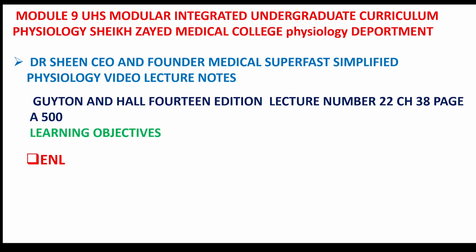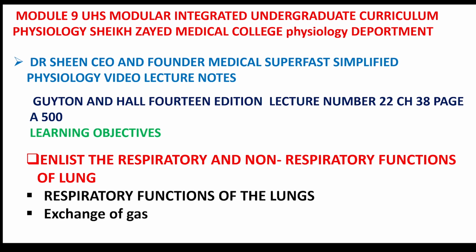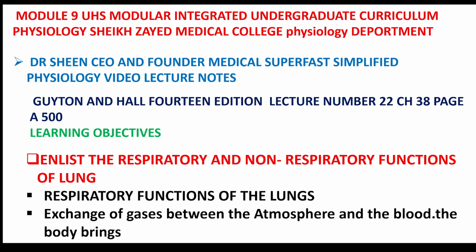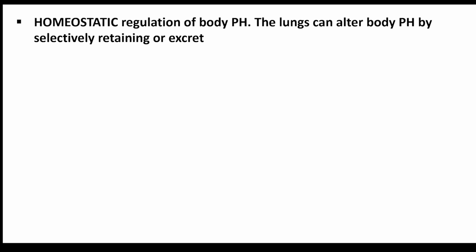Learning Objectives. Enlist the respiratory and non-respiratory functions of lung. Respiratory functions of the lungs: exchange of gases between the atmosphere and the blood. The body brings in O2 for distribution to the tissues and eliminates CO2. Homeostatic regulation of body pH. The lungs can alter body pH by selectively retaining or excreting CO2.